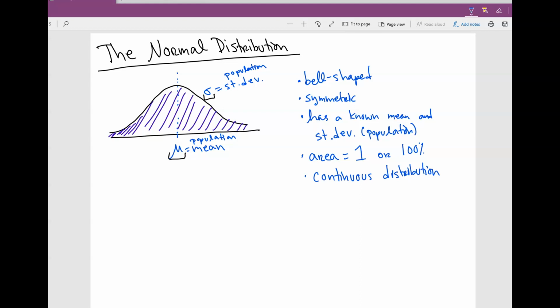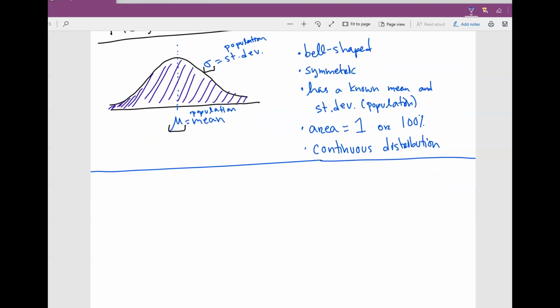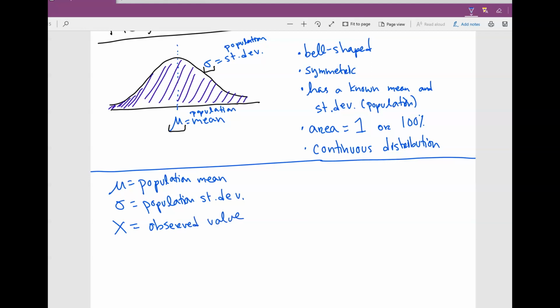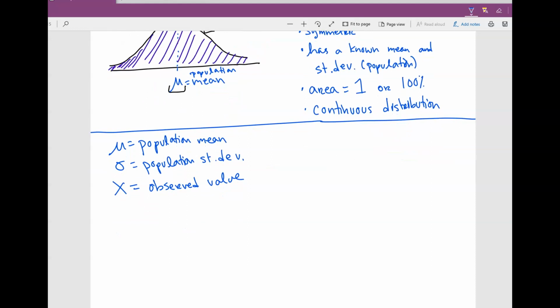Now we're going to have a couple of terminology and notation items. So here are a couple of notation things. We already know mu. Mu is going to be the population mean. We already know what sigma is. Sigma is going to be the population standard deviation. And then we're going to have a value of x. X here is going to be an observed value.